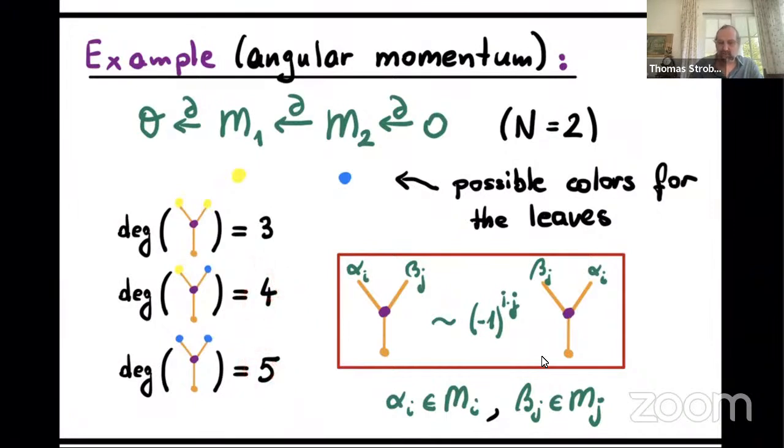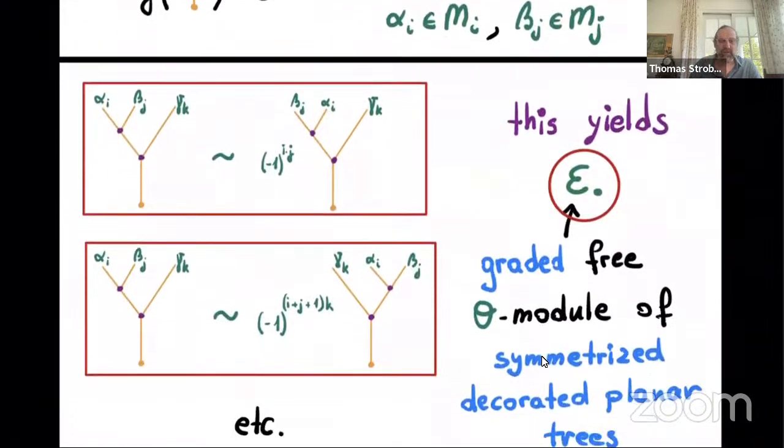And now the symmetry relations are, for example, such that in such a simple situation, if there are alpha_i and beta_j, which are homogeneous elements in these modules, then if you exchange the two elements here, you get a sign factor. So you construct an ideal by such an equivalence relation, and mod out by it.